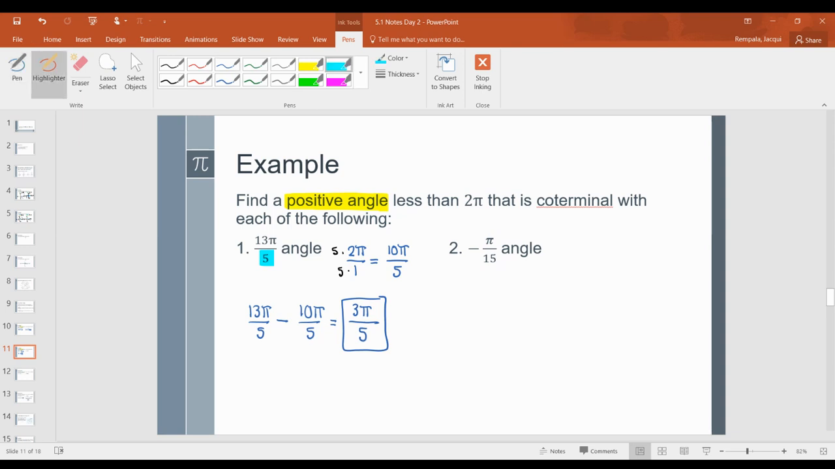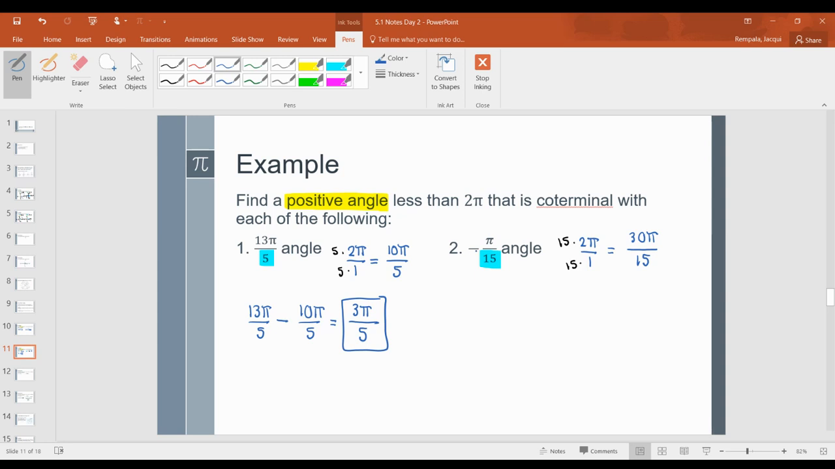If I look at the next example, I see that there is a 15 for my denominator. So I want to take that 2 pi and convert it so it has a denominator of 15. That means that I had to multiply 1 by 15, which means that the numerator has to get multiplied by 15. 15 times 2 pi is 30 pi. So that's the number that I need to add and subtract in order to find this positive coterminal angle.